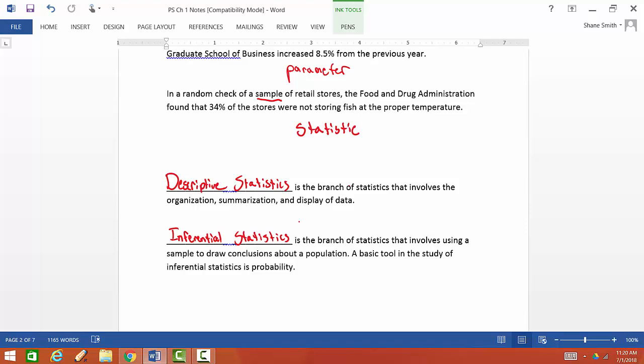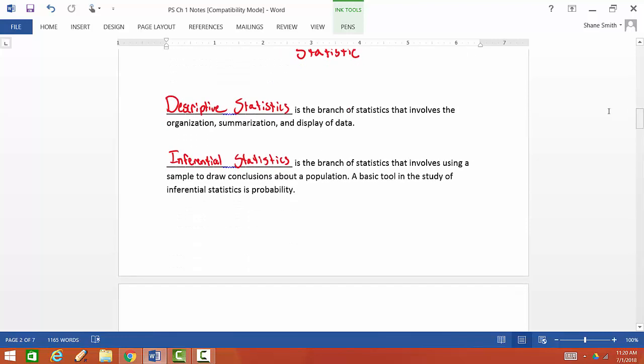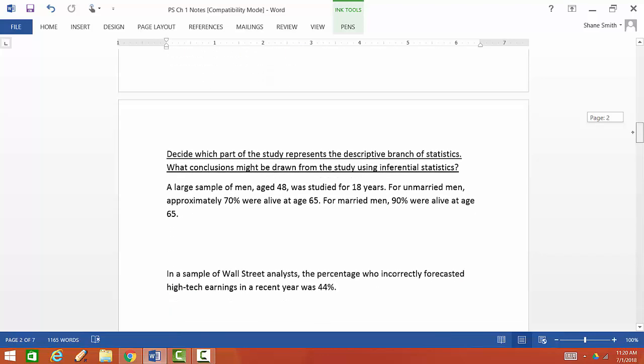Because this is only a semester course, we're not going to get super deep into inferential statistics. So you could actually take AP statistics and that gets more into that part. But for now, we're just going to be focused on descriptive statistics and probability, and then a little bit of inferential. And so let's do a couple examples of the difference between these two.